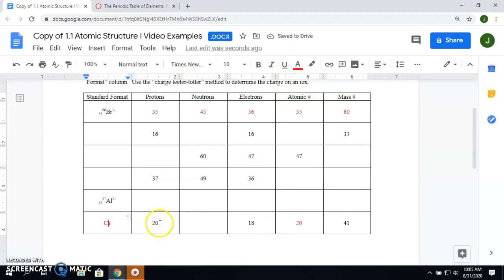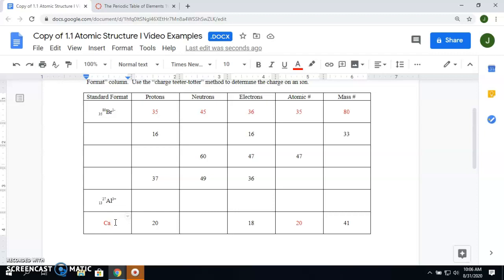Okay, the other thing I want to point out is that it's got 20 protons and it's got 18 electrons. So we should ask ourselves the question, does it have more positively charged particles or negatively charged particles? It's got more positively charged particles, which means it's going to have a positive charge, and it's going to have, in particular, a +2 charge.